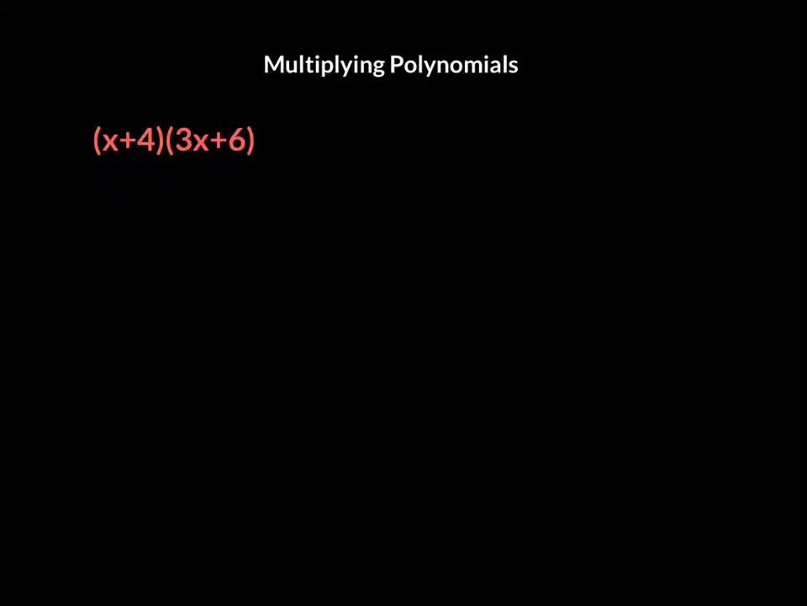So polynomials are what we've been working with, where you have variables and numbers and they're considered in the same expression. So if you take a look at this first example that I put over here, you can see that we have x plus 4 and then it's being multiplied by 3x plus 6. So we have never done something like this before.